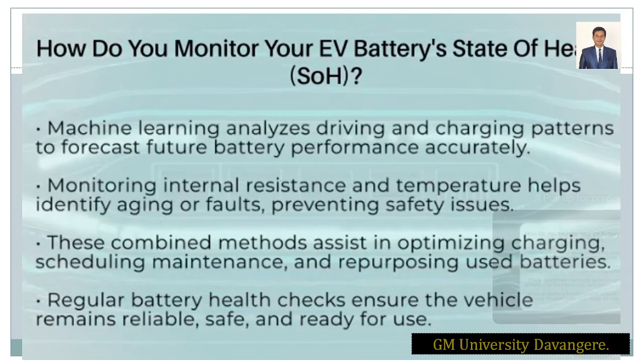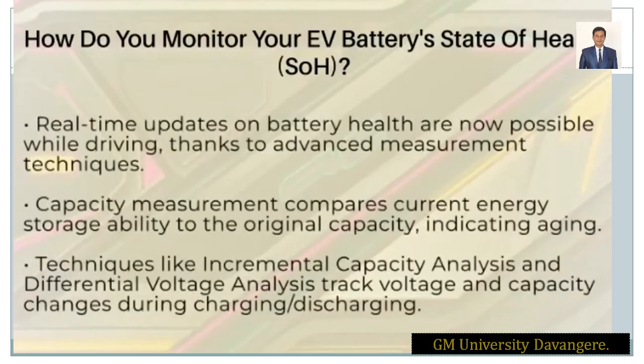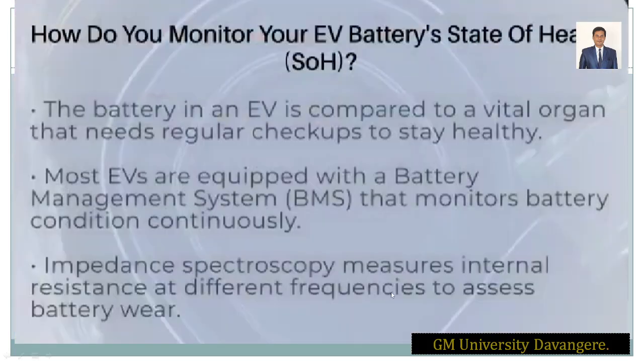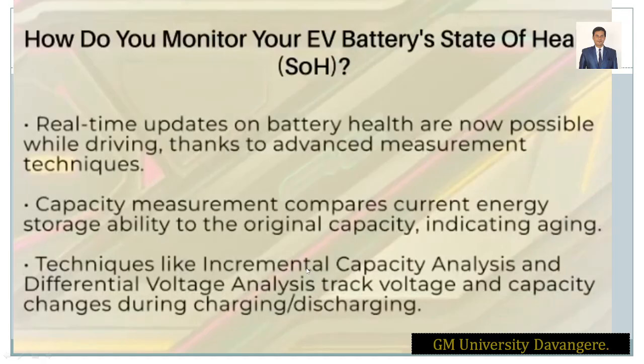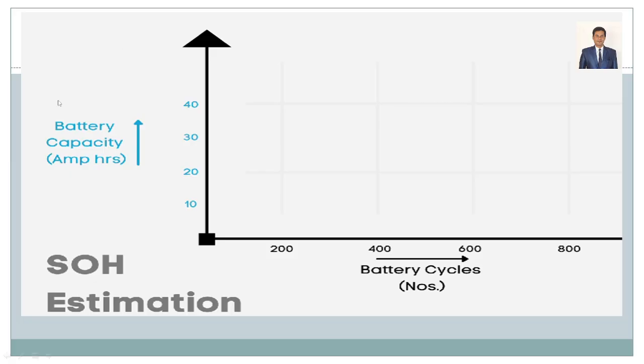We have to think more about what I said in the previous slide: the internal resistance and impedance of the batteries. So these are the two factors. We'll try to see how this can be analyzed with the help of a graph. Now you see there is a graph where we can make the prediction of the SOH estimation.